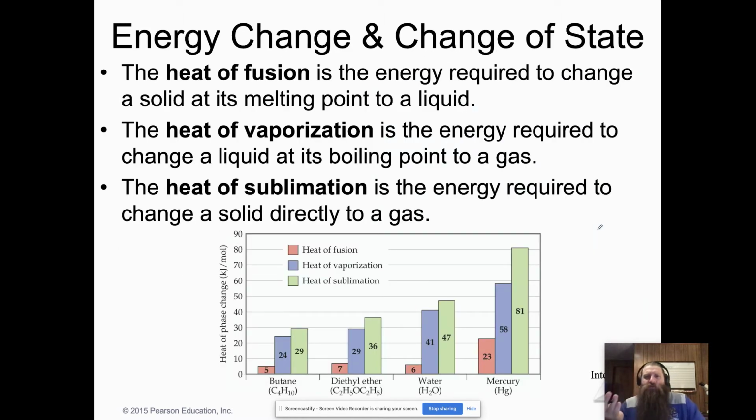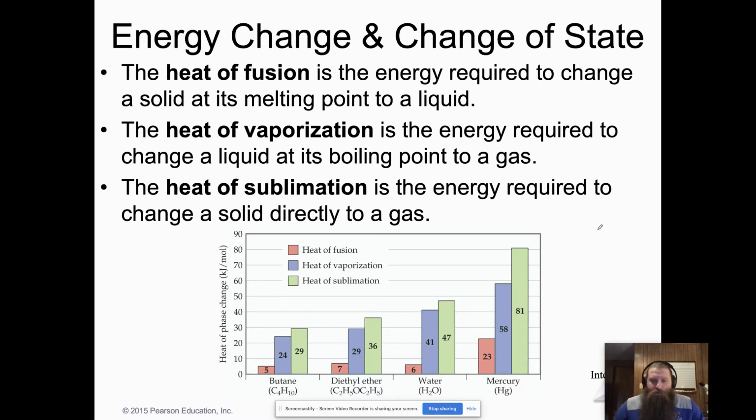Now, the energy changes that are associated with changes of state, we define as the heat of fusion, the heat of vaporization, and the heat of sublimation. Now, the heat of fusion covers both melting and freezing. It just depends on the sign. Same thing is true of vaporization. It covers boiling and condensation. Sublimation is going to cover deposition and sublimation. All right? It's going to cover both. The sign is important. All right. So, and we'll see that on the next slide.